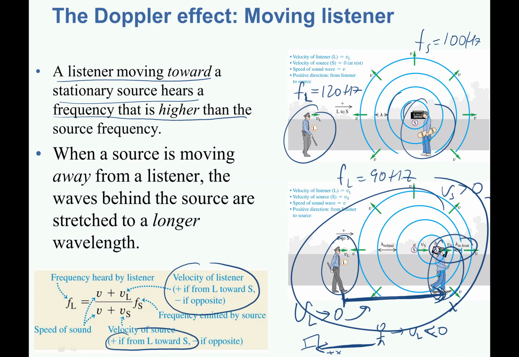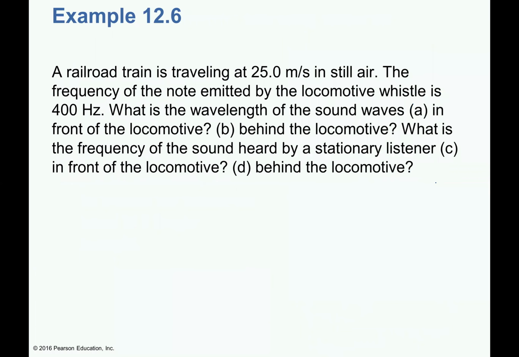Okay, so let's look at an example and apply this. A railroad train is traveling at 25 meters per second in still air. The frequency of the note emitted by the locomotive whistle is 400 hertz. What is the wavelength of the sound waves in front of the locomotive and behind the locomotive? Let's do those two.